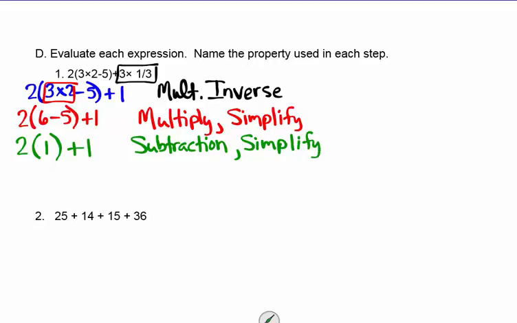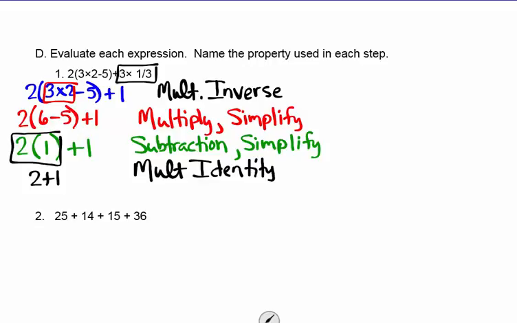The next step is 2 plus 1. You'll see that I eliminated the 2 times 1. Well, I know that 2 times 1 equals 2, and that's the multiplicative identity. Any number multiplied by 1 is that number. Lastly, 2 plus 1 is 3. And again, that's addition or simplify.